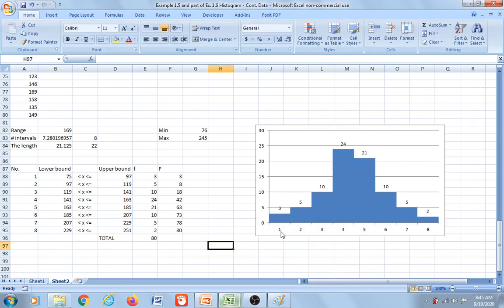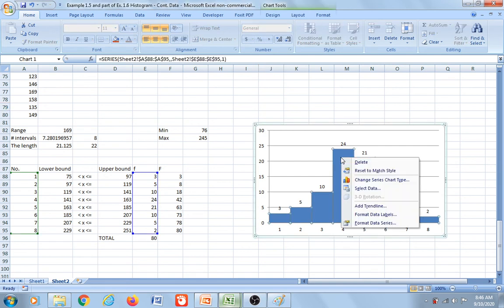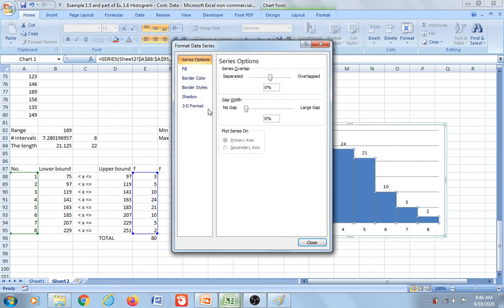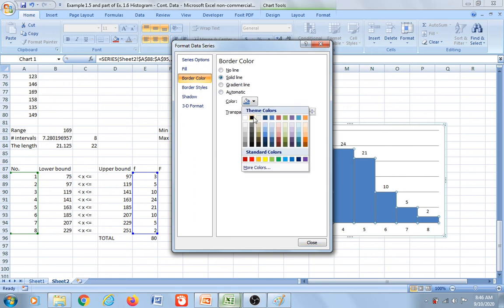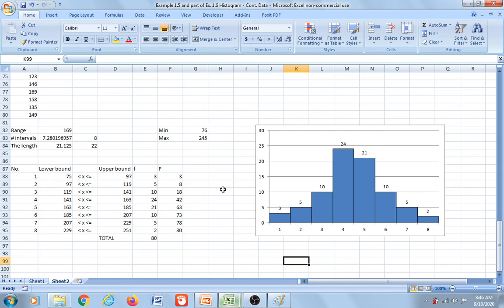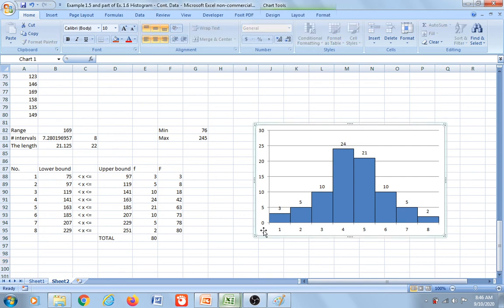So here I know that in interval number 1 I have 3 observations. In interval number 2 I have 5 observations. Okay, now if you want to put a border color, I'm just going to put a solid line and choose black, so the border of the intervals is clear now.